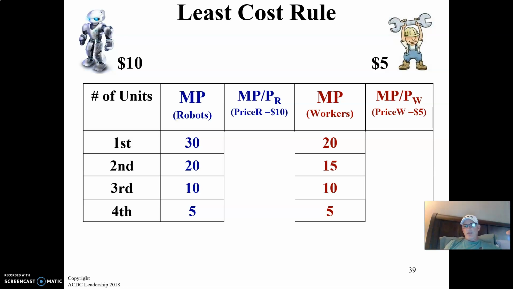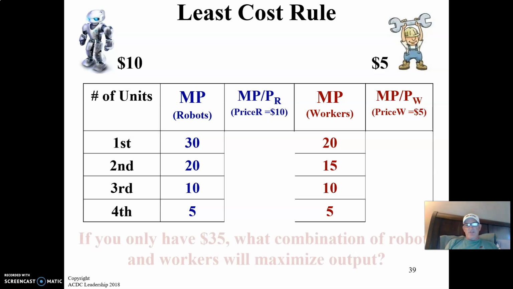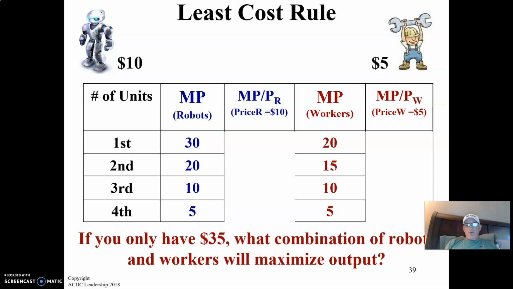We know that because of being able to figure out the output per dollar. How much output is that person producing per dollar that we spend on it? It takes us back to an old concept. This chart is probably starting to look pretty familiar, where let's say that we have $35. What combination of robots and workers will maximize our output?